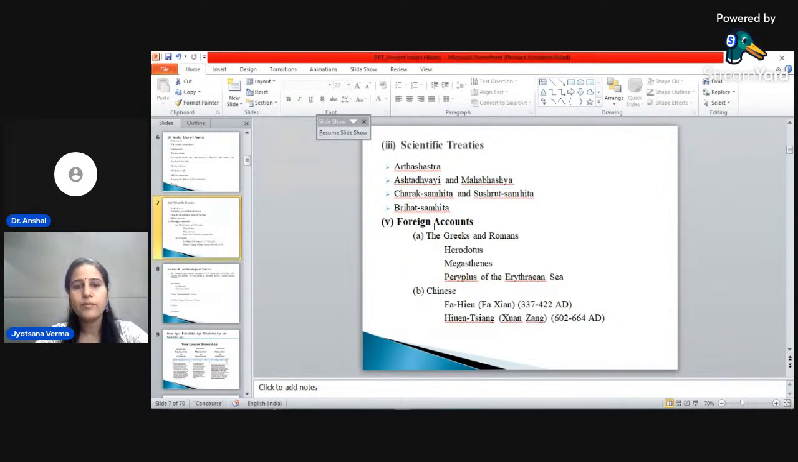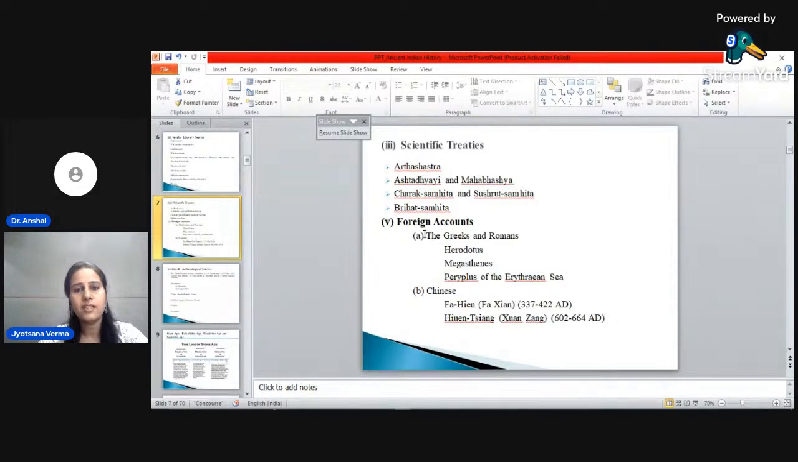In this, basically scientific texts, and we can also call them historical texts, there are the Arthashastra, also written by Kautilya, the Ashtadhyayi, written by Panini, the Mahabhashya, the Charaka Samhita and Sushruta Samhita. These are some scientific texts based on science and technology.